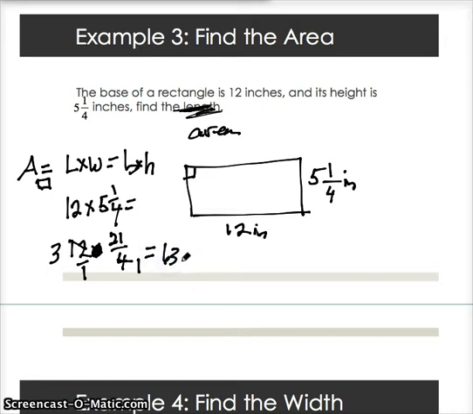Not 63 inches, however. When we're talking about area, we're talking about how many little tiny squares are here, in this case, square inches. So this 63 does not refer to a length or a width, it refers to an area, so we call them inches squared.